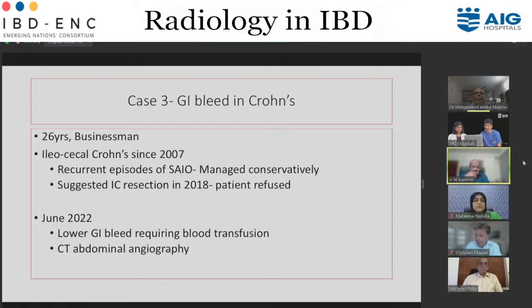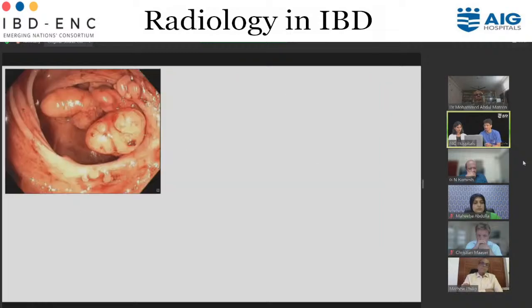Yeah, Rajendra. My third case is a 26-year-old businessman who had ileocecal Crohn's since 2007 and is having recurrent episodes of subacute intestinal obstruction, who was managed conservatively, and he was suggested ileocecal resection in 2018, but the patient refused that. In June 2020, he presented with lower GI bleed requiring blood transfusion, and CT abdominal angiography was done. Colonoscopy prior to the CT showed a large amount of pseudopolyps at the ileocecal wall, with a lot of altered blood in the cecum.